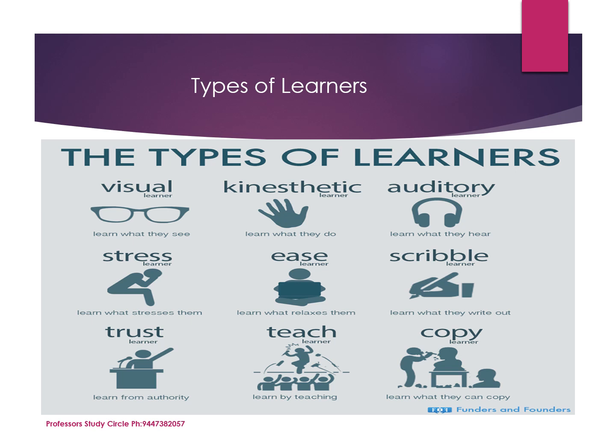A stress learner is purely based on stress. They will start to learn what stresses them. Then an ease learner learns what relaxes them. A scribble learner learns what they write out. A trust learner learns from authority or power. A teach learner learns by teaching. Instructions will be purely based on instructions. Then a copy learner learns what they can copy. So what they are able to copy, they will be learning.